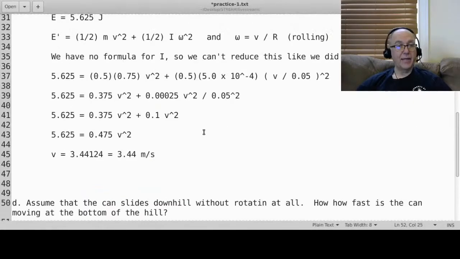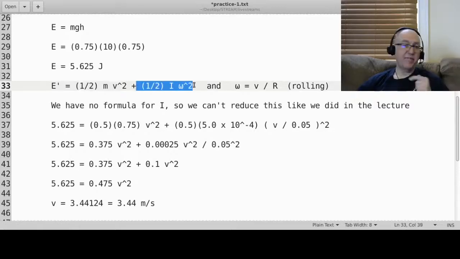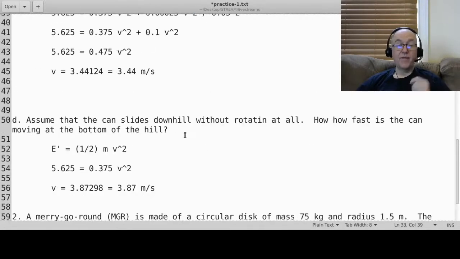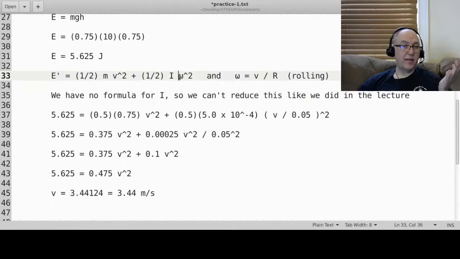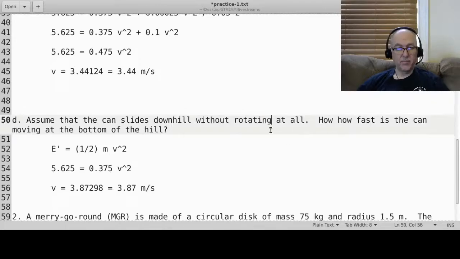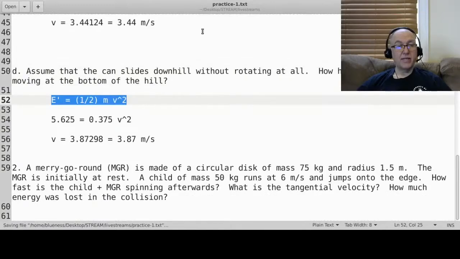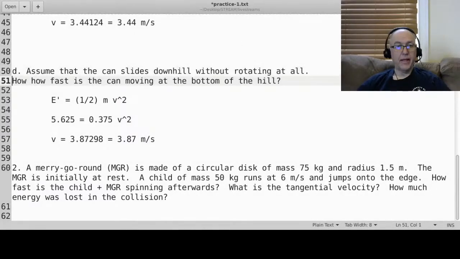So above we had 1/2 mv squared, but in addition to that, we had 1/2 I omega squared. Omega is how fast it's rotating, but I just said it's not rotating at all. So this time when you get to the bottom, it's purely translational kinetic energy. And I say, how fast is it moving now?